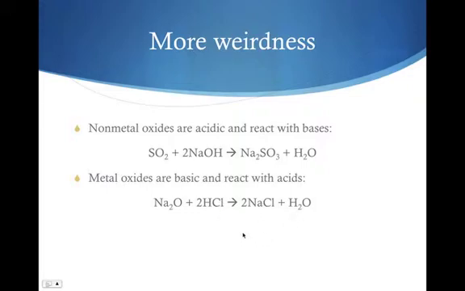And the way that you can remember this, if you can't remember, oh, are non-metal oxides acidic or basic, add a water to them and see what happens. If you put the two of these guys together, you get H2SO3. This is sulfurous acid. So non-metal oxides are acids.